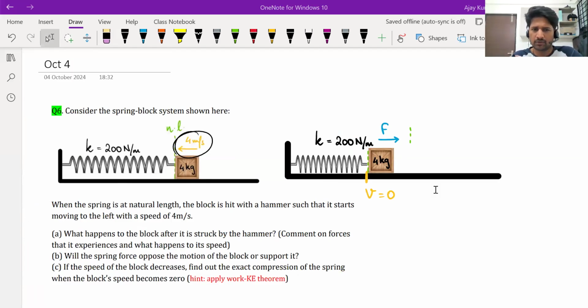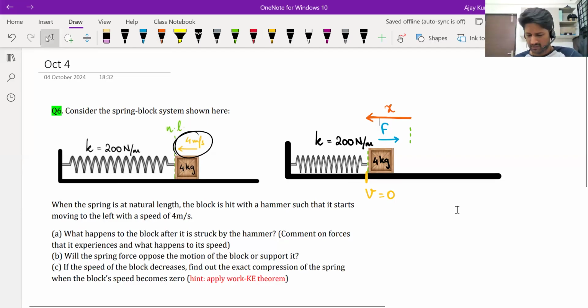Next, will the spring force oppose the motion of the block or support it? Initially, it will oppose the motion of the block. Then, if the speed of the block decreases, find out the exact compression of the spring when the block speed becomes 0. Okay. So as the block experiences spring force to the right, it will slow down, and stop somewhere. You have to find out where it stops. Like at what compression of the spring X does the block stop? And a hint is also given to you, apply the work kinetic energy theorem.